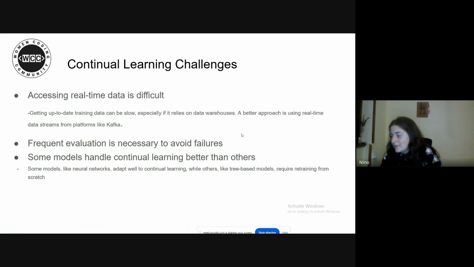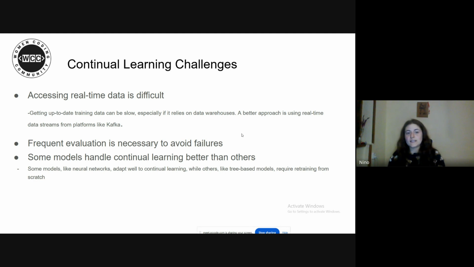We mentioned the benefits and advantages, but everything has its own challenges, and so does continual learning. The first one is that accessing real-time data is difficult, because some companies today still rely on data warehouses, and getting up-to-date data can be slow. So if you want to use real-time data, you need data streams from platforms like Kafka, which need their own structure and infrastructure to be built, so it takes time and it's not easy.